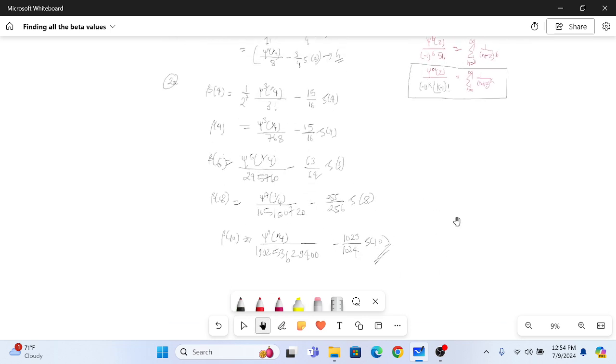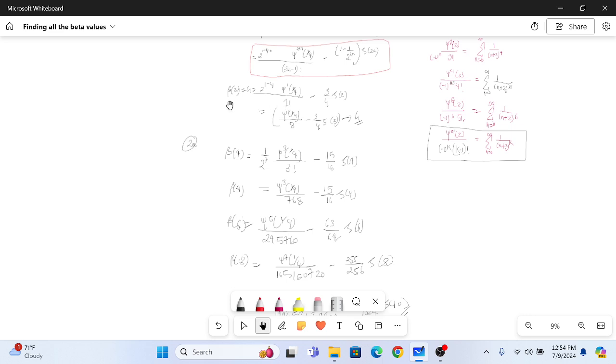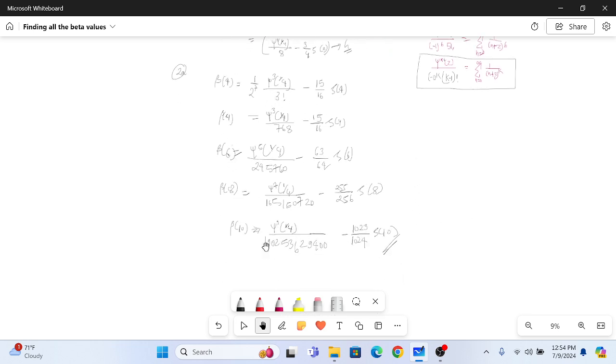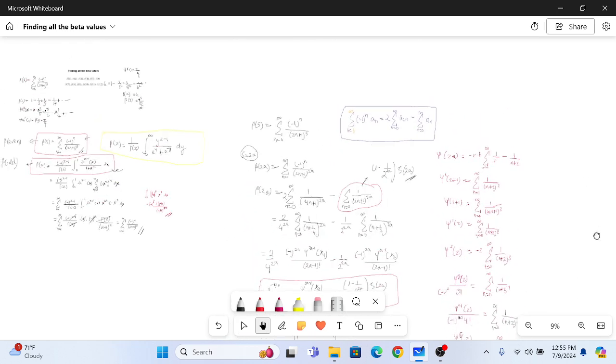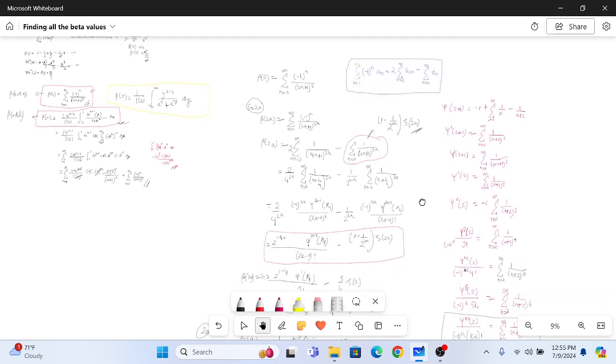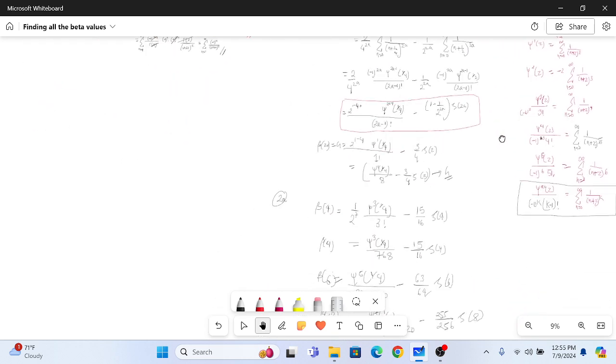Yes, and you can go on continuing, just substitute the values of a. For this one, a as 1, a as 2, a as 3, a as 4, a as 5. Similarly, go on putting other values and you will get all the even beta values. So for this we use the sum, and we got the formula in terms of digamma function and zeta function, and we use that.